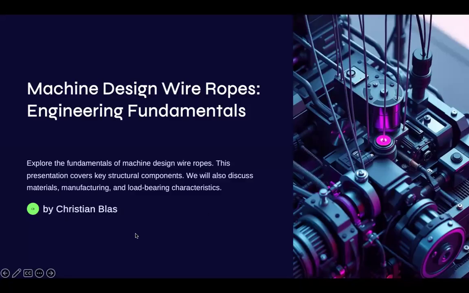Good day, class. Today we will be discussing the last of the flexible power transmitting elements, which is the wire ropes. We will be discussing the application, the usage, and what is actually a wire rope. Wire ropes are strands or mechanical cable made up of several strands, usually twisted into helix form. These are designed to handle tensile loads, and are used in applications where you need strength, flexibility, and durability.